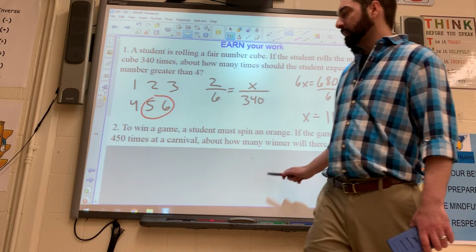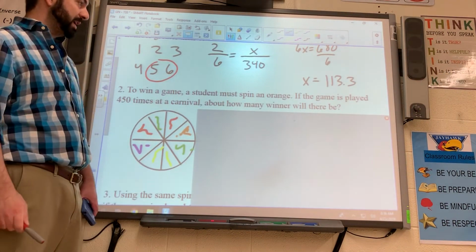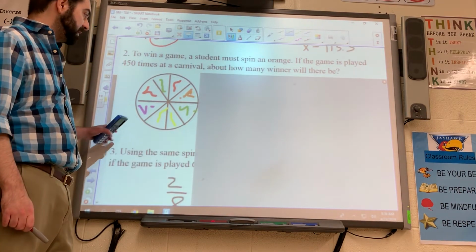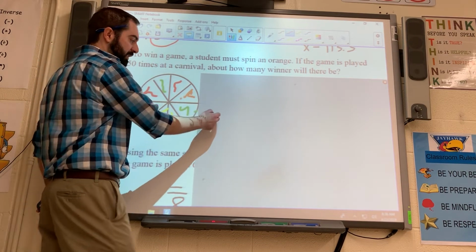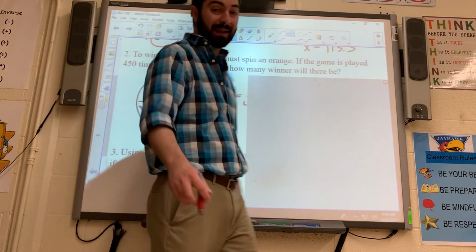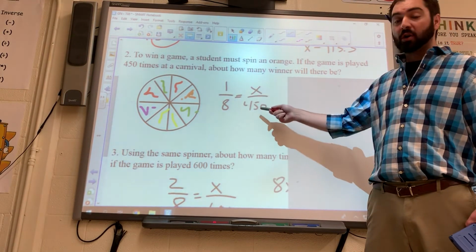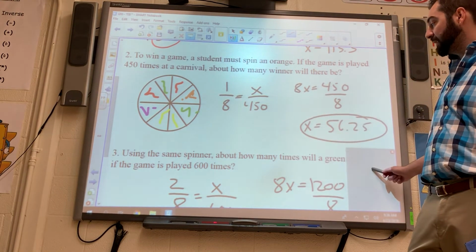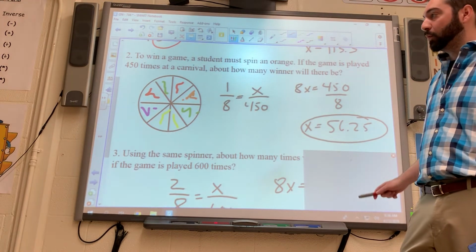Number 2, back to a spinner. Student must spin orange to win. If the game is played 450 times, how many winners would we expect? Well, again, there's 1 orange segment out of 8 segments, so I would say there's a 1 in 8 chance that I would land on orange. Now we want to see how many times it would land on orange if there was 450 spins. Cross multiply, we would get 8x equals 450. 450 divided by 8, we'd figure about 56 winners.